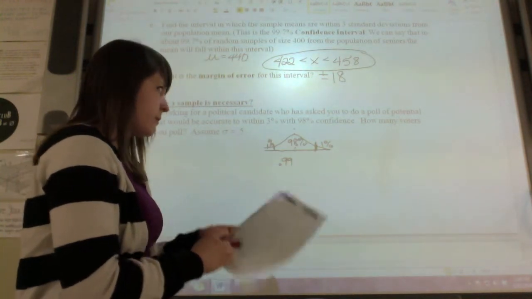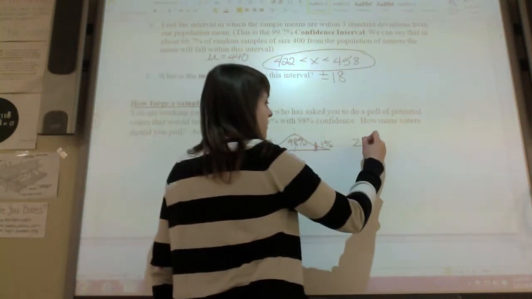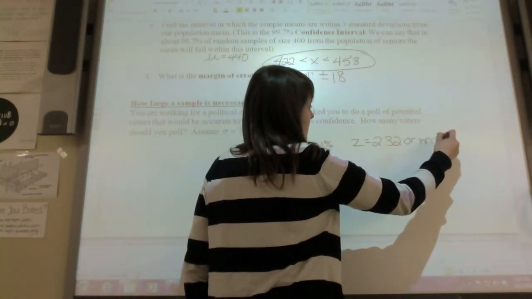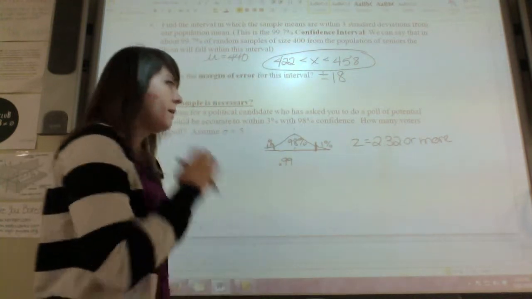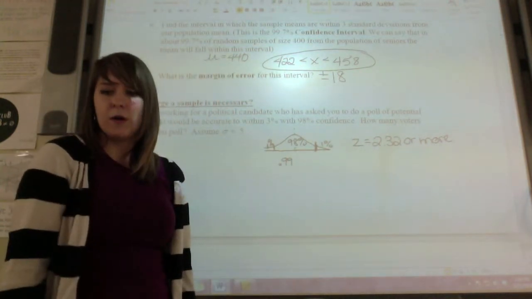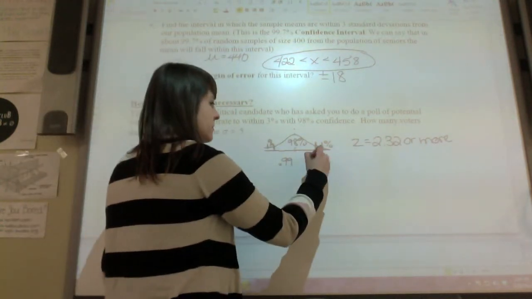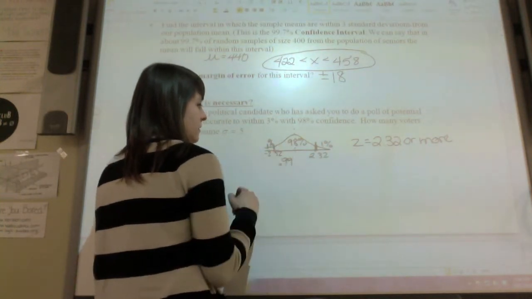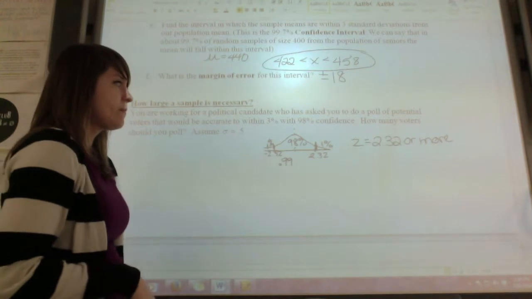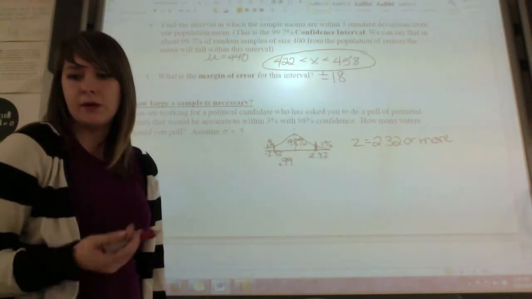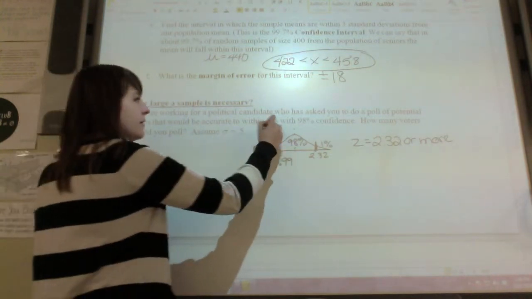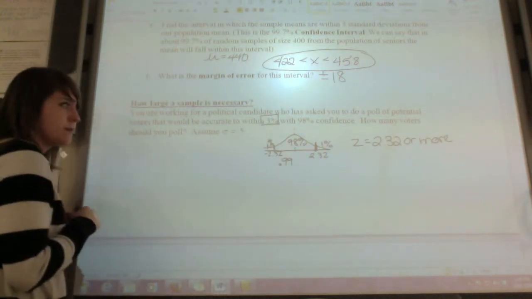2.32. Okay. So what that means is this number is 2.32 and this number is negative 2.32. Okay? So knowing that, now I also know that this is my margin of error within 3%.